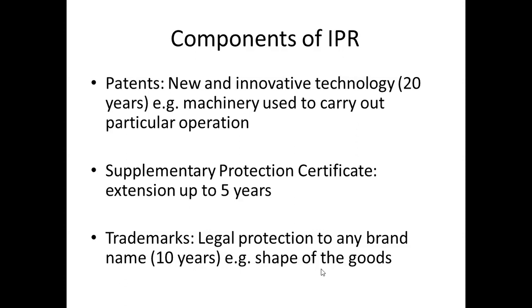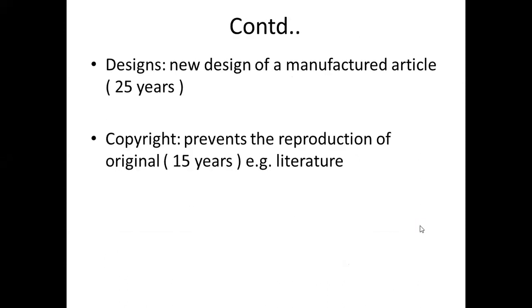If you look at any product you are offered, you will see that there are trademarks shown on their packaging. On the packet, on the box, there is a trademark. Then design. So after trademark, a new design of a manufactured article is generally given protection for 25 years.